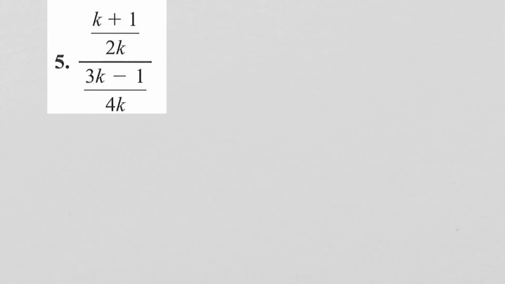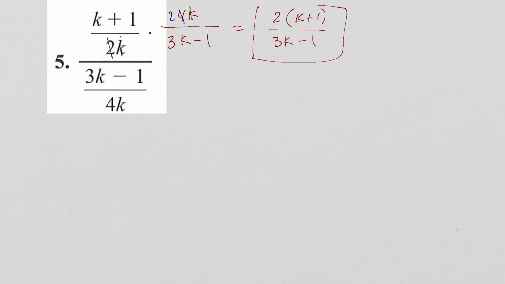And that's it. For number 5, again, we just have a single fraction in both the numerator and the denominator. So I'm going to take the denominator and multiply it, flipping it upside down. And then I'm going to cancel. K's cancel. And 2 goes into 2 once but into 4 twice. So I end up with 2k plus 1 over 3k minus 1. And that's it.